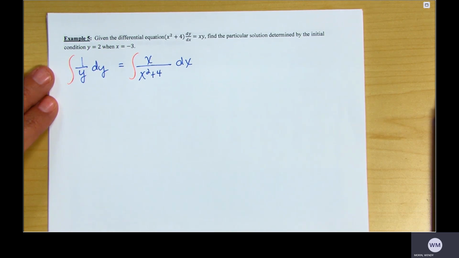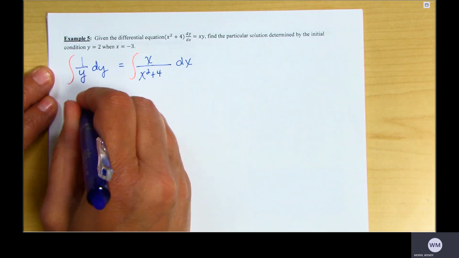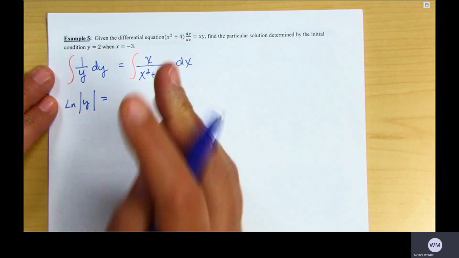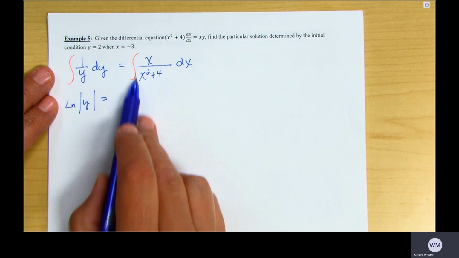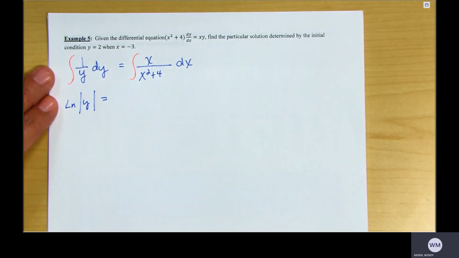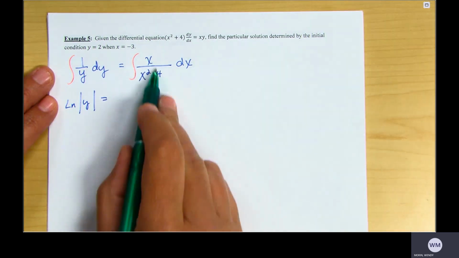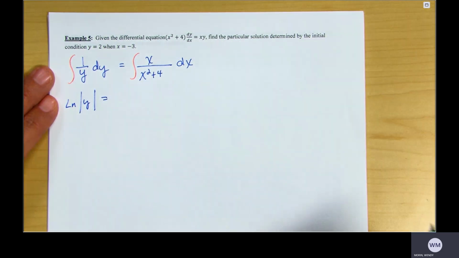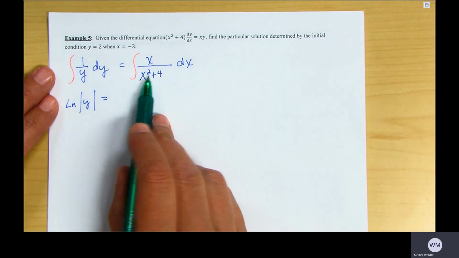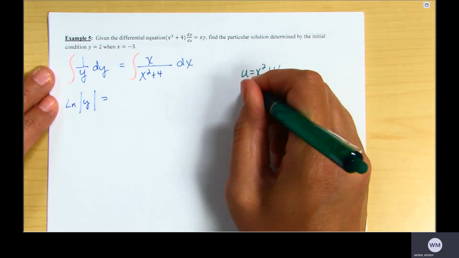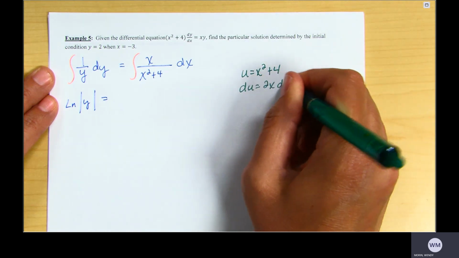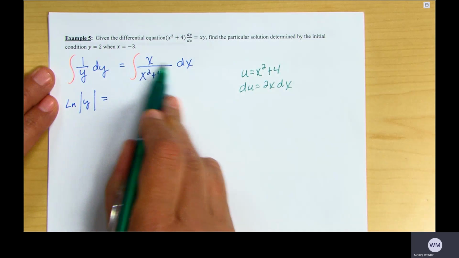All right, how do you integrate 1 over y with respect to y? That's the natural log of the absolute value of y. And again, plus c, but we're only going to do it on one side because plus c and a c is still a c. All right, how do we integrate this? Well, this is a rational function. We're integrating a rational function. That tends to be u substitution. Let me set my u equal to my denominator here, which is usually the first thing we try. So du equals 2x dx. Here's my x dx right there.